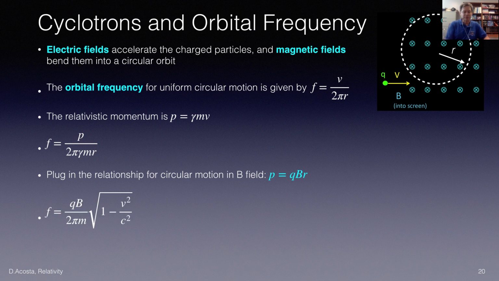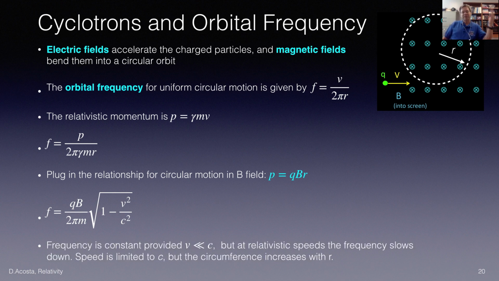And if I do so, I get a qB in the numerator. I had an r, but that canceled the r in the denominator, so r disappeared. So I have qB over 2 pi m, and then I have a gamma in the denominator, but gamma was 1 over the square root, so 1 over that is just the square root of 1 minus v squared over c squared. All right. Now, what's the point of that, right? What is the point?